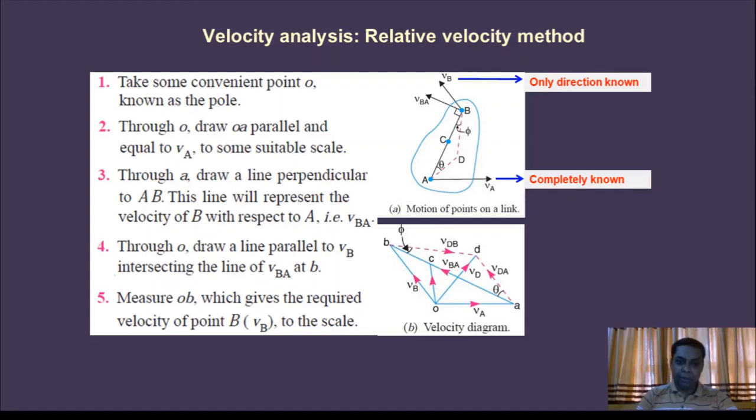Then through point A, draw a line perpendicular to capital AB. Capital AB is the actual length of the link. So through point A, draw a line perpendicular to AB. This line will represent the velocity of B with respect to A, that is VBA, as we have already discussed in the previous slide. Now through O, draw a line parallel to VB, intersecting the line of VBA at point B. Now measure OB, which gives the required velocity of point B, or VB, to the scale.